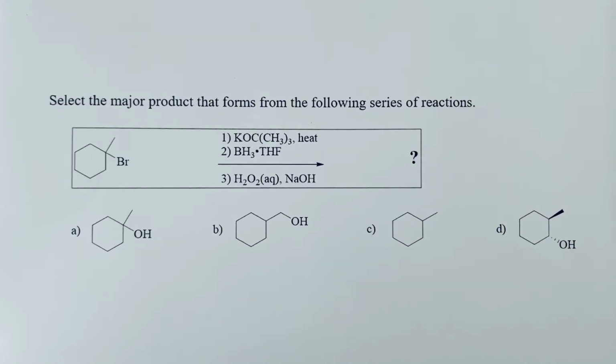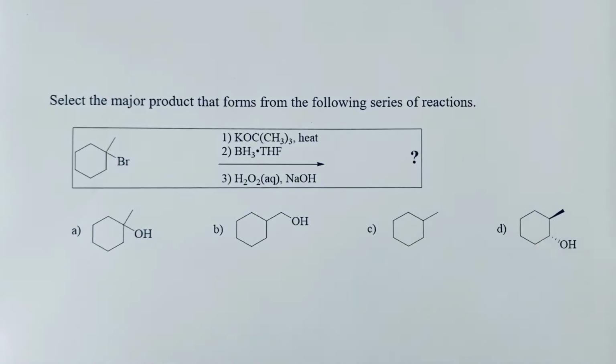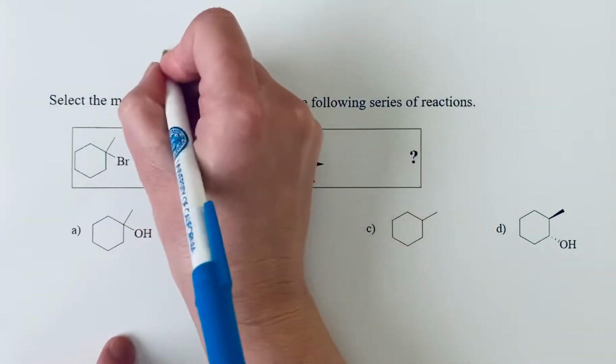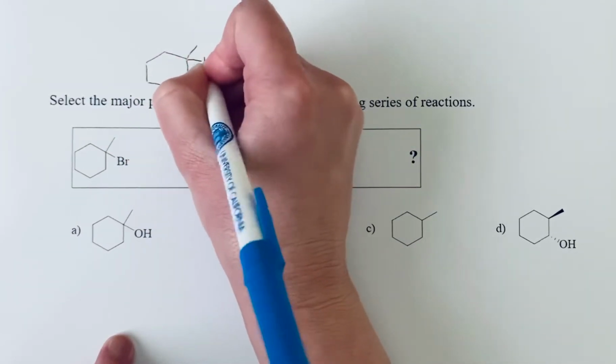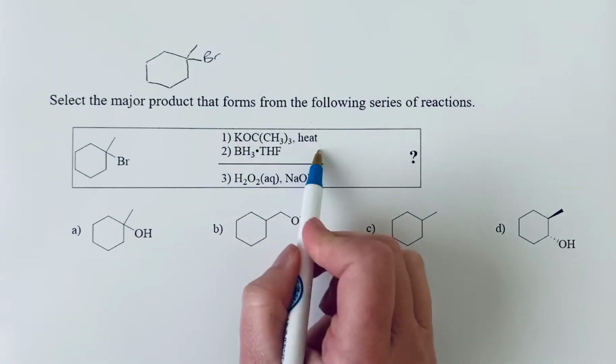Select the major product that forms from the following series of reactions. And so we are given a starting material and we're given steps and asked for the overall product. So the way to approach this would be to draw the starting material, which is a tertiary alkyl halide, and look at the first step of this reaction.